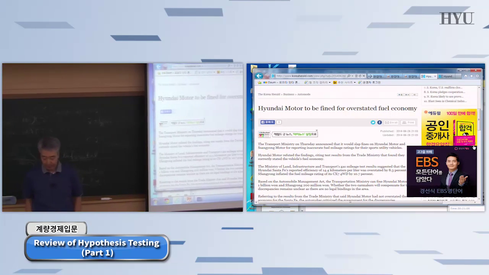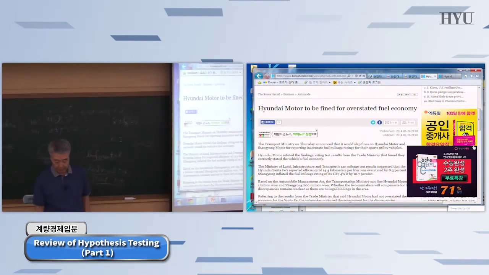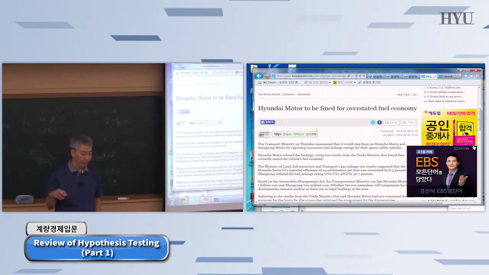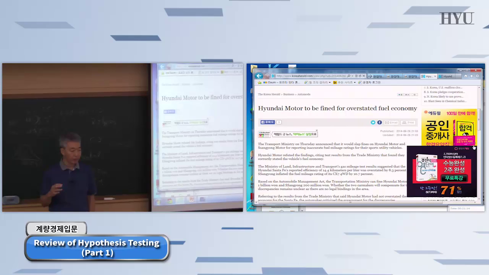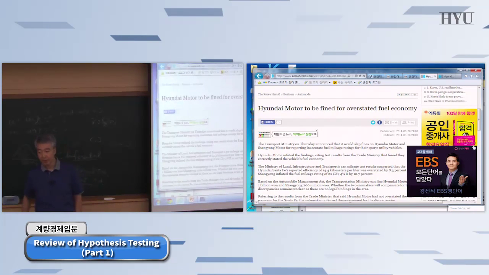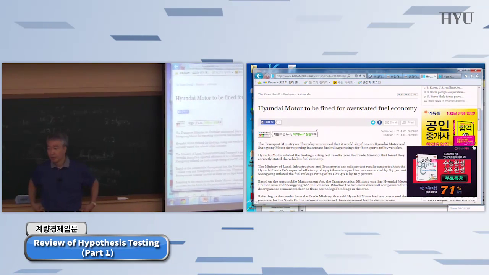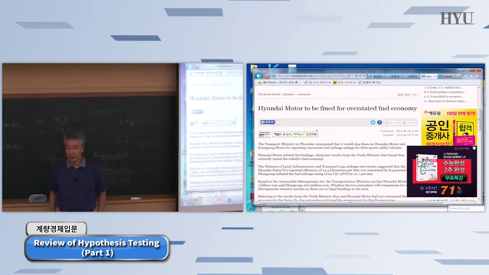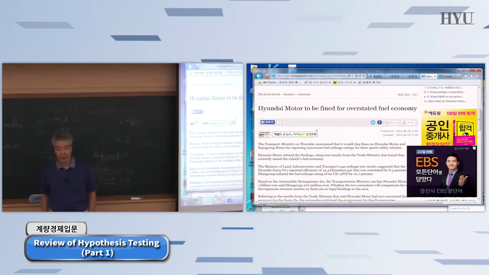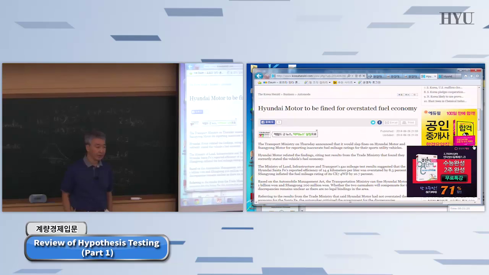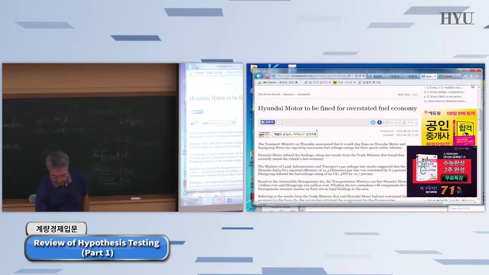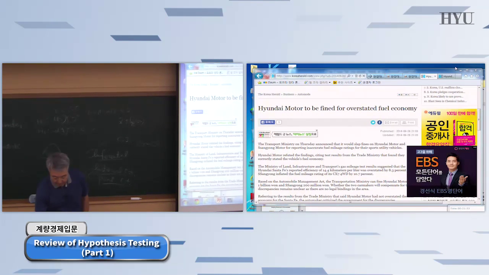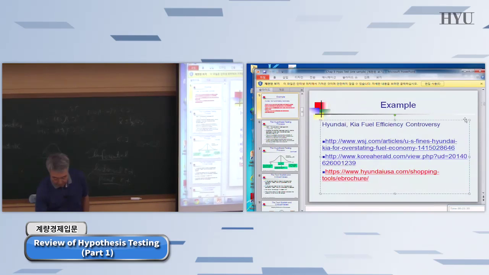And actually, in the Wall Street Journal article, the problem was discovered with the Elantra model. In Korea the model name is Avante. They call it Avante in Korea, but in the United States it's called the Elantra. So it's a very popular car, and I was actually interested in buying one.